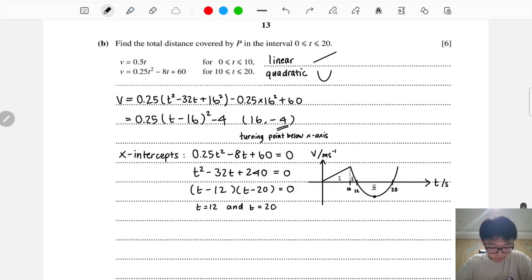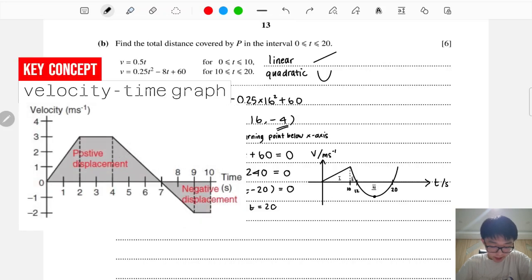So we actually have to find the integral of 3 different parts. And as you can see, if we were to do it with just 2 integrals, for one from 0 to 10 and then the other one from 10 to 20, it would subtract the negative part of the graph. But we don't want that because it's asking us the total distance covered.